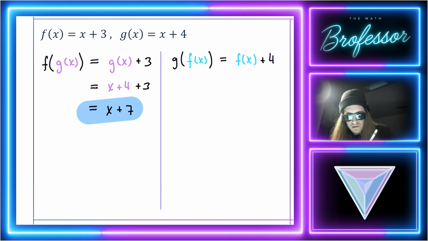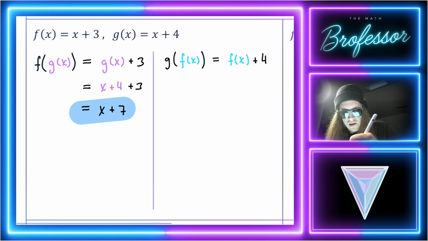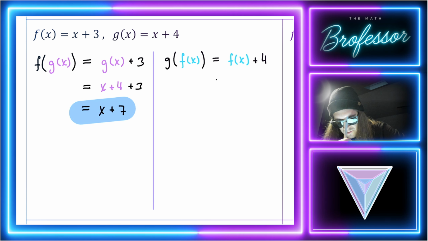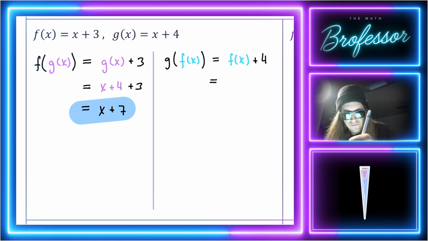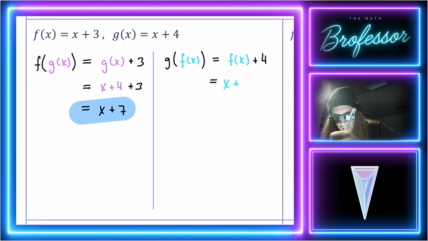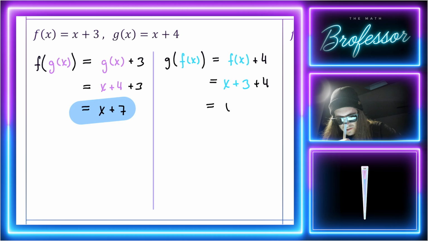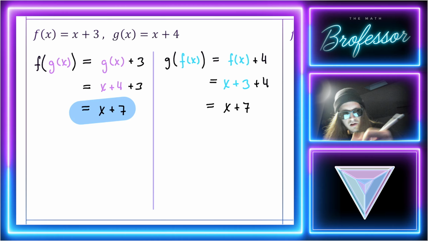Line down the middle right there. Good. Yeah, let's put a little line. Okay, that's nice. And then this is going to equal, what is f of x? f of x is x plus 3. And then plus 4. And then 3 plus 4, again, is going to be your x plus 7. So there you go.